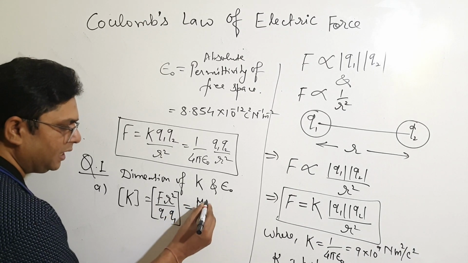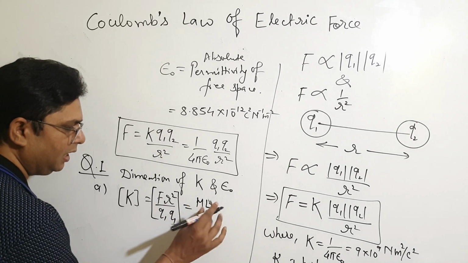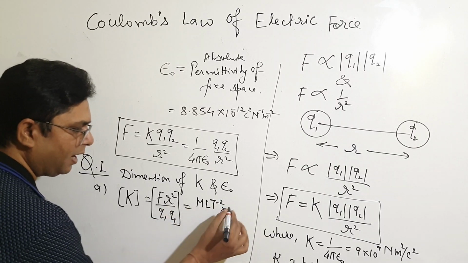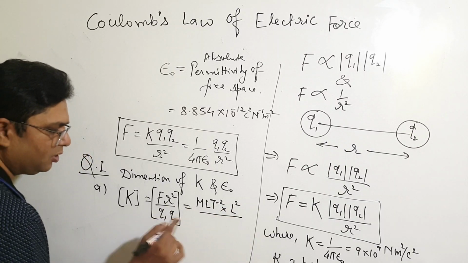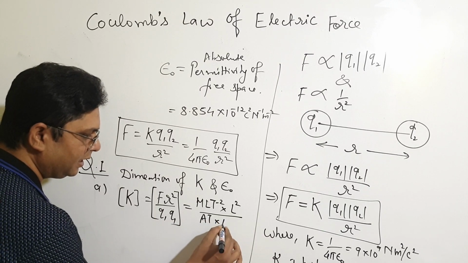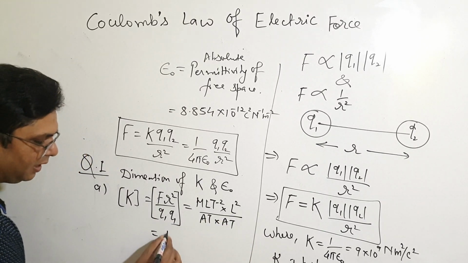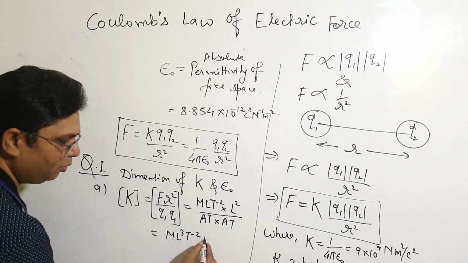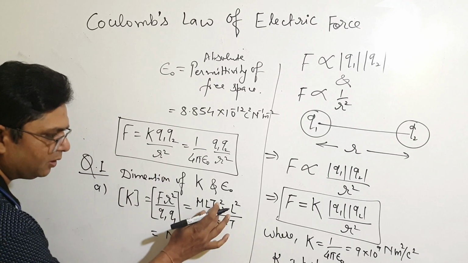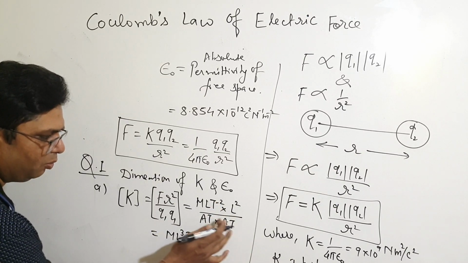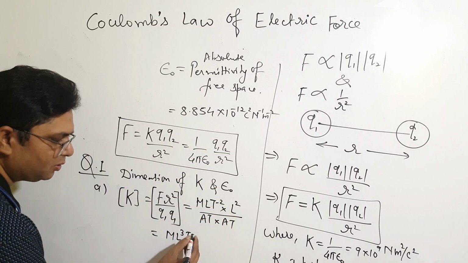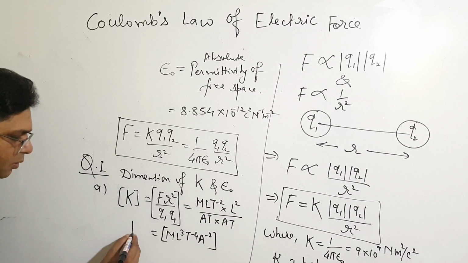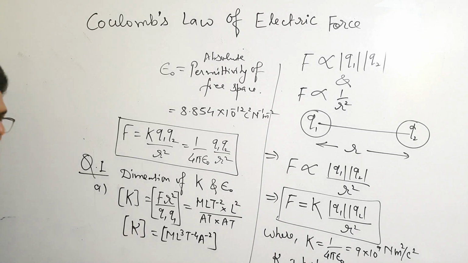Dimension of force is M L T to the power minus 2, and dimension of R is L. Dimension of charge is AT. So you have M L to the power 3 T to the power minus 2 upon T to the power 2 A to the power 2, and the minus 2 will move up, it becomes minus 4, and A to the power minus 2. This is said to be the dimension for K, part A.